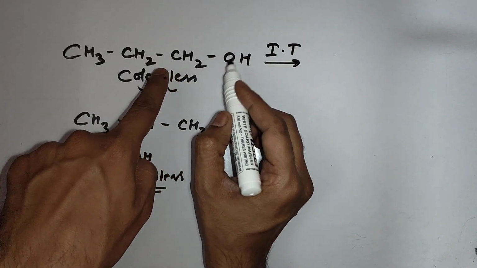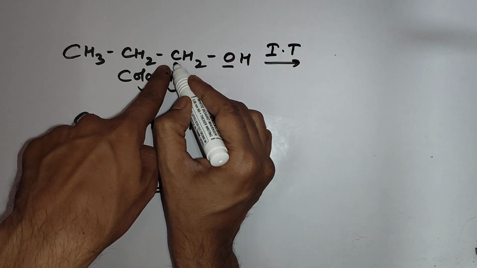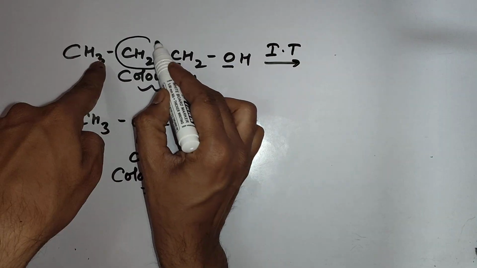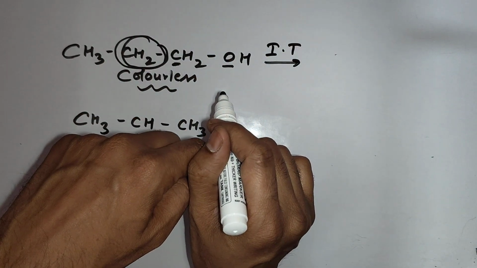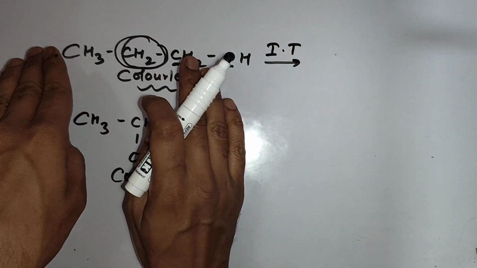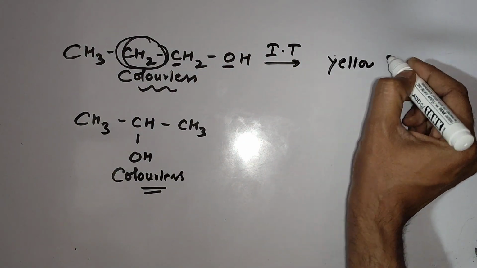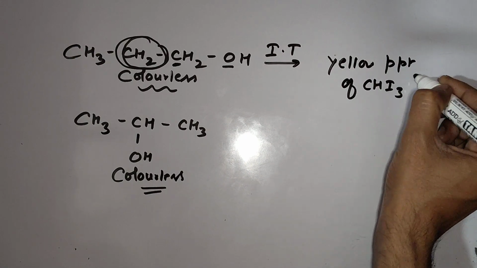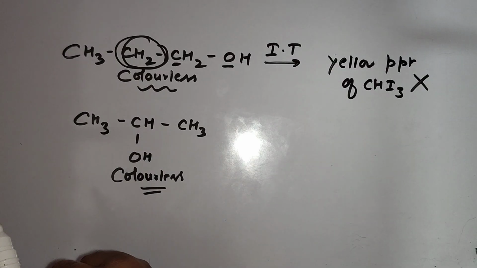In this case, no, because it doesn't have that condition. Please check, OH is connected to the carbon which has CH2 in its neighbor. It does not have CH3. So this alcohol will not create yellow precipitates of CHI3, which means it is giving us a negative iodoform test.